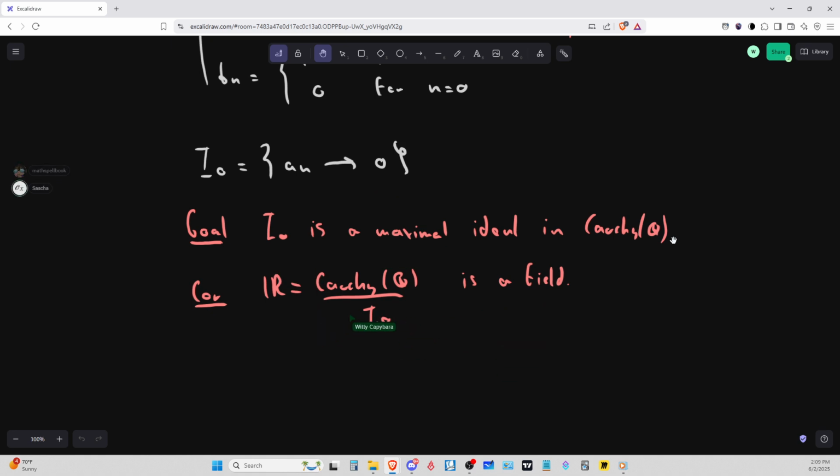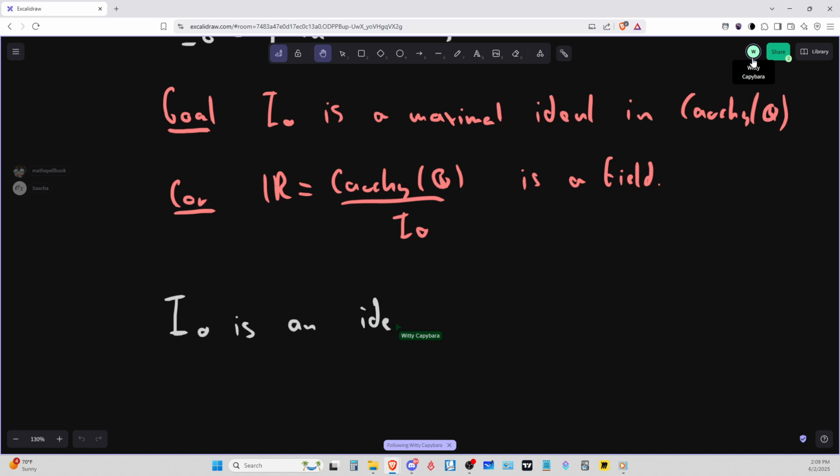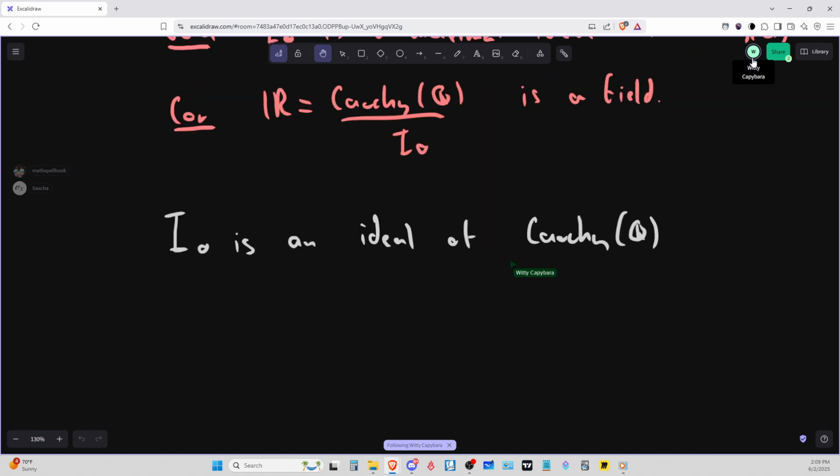All right. First of all, we're going to break the claim into two steps. First, we have to show that I0 is an ideal. So we have to do a few things. First, we're going to check that it contains 0. We also have to check it's stable under addition.